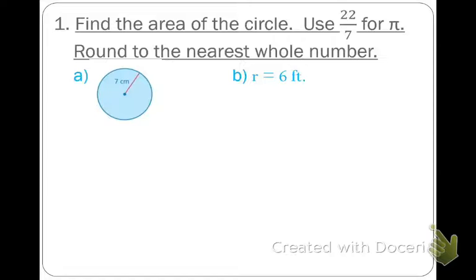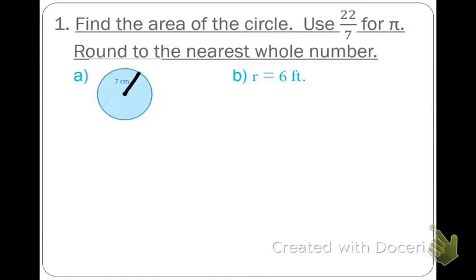All right, so we're going to use those formulas now. It asks us to find the area of the circle. This one specifically tells us to use 22 over 7 for pi and round to the nearest whole number. The first thing I want us to do every single time is decide whether it gives us the radius or the diameter. Guys, if it goes from right here in the center to the edge, is that the radius or the diameter? Radius. That is the radius.